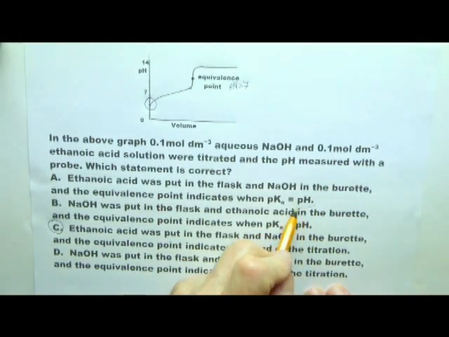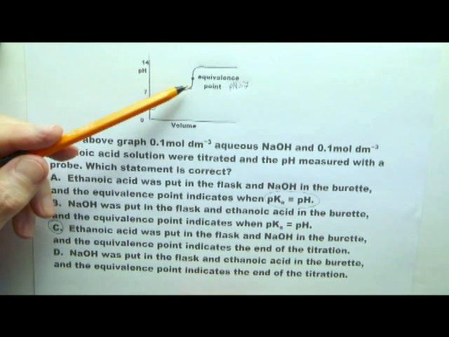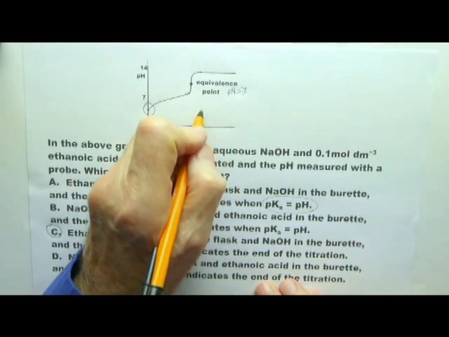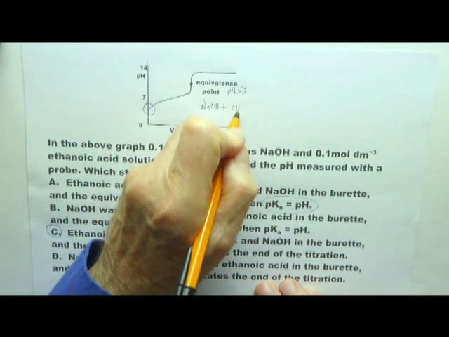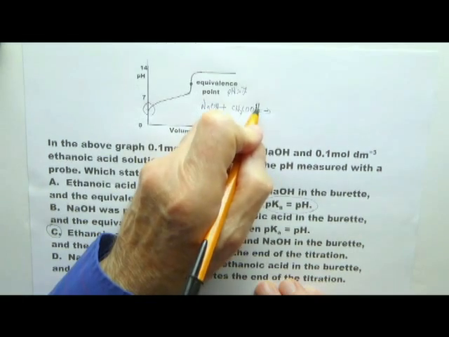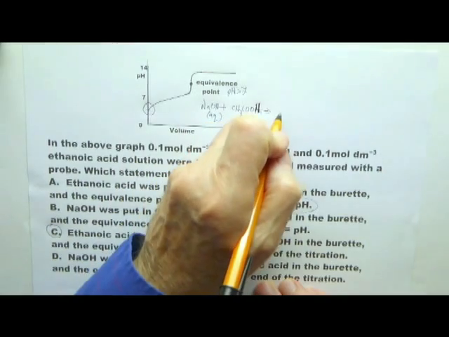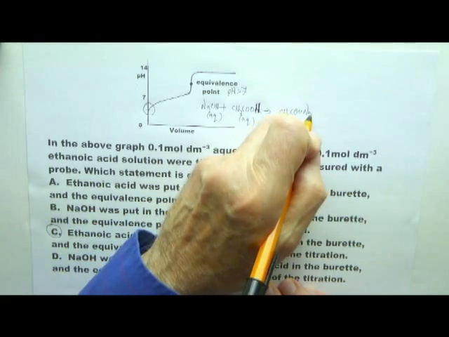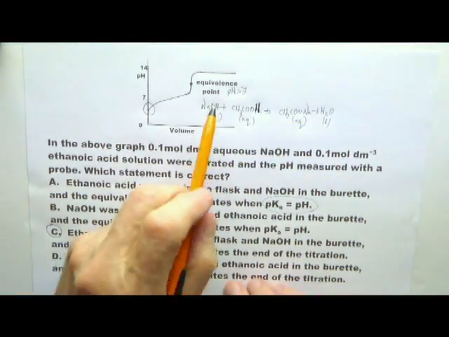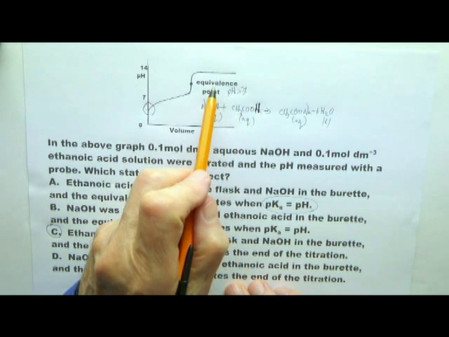Okay, so let's have a look at this. What exactly is this? The equivalence point is where the amount of, in this case, sodium hydroxide is exactly equivalent to the amount of ethanoic acid for the equation. Let's put the equation down. NaOH (aqueous) plus CH3COOH (aqueous), that's the acid, not the NaOH, goes to CH3COONa (aqueous) plus H2O (liquid). So when the quantity of sodium hydroxide is exactly equal to the quantity of acetic acid, then that is the equivalence point.